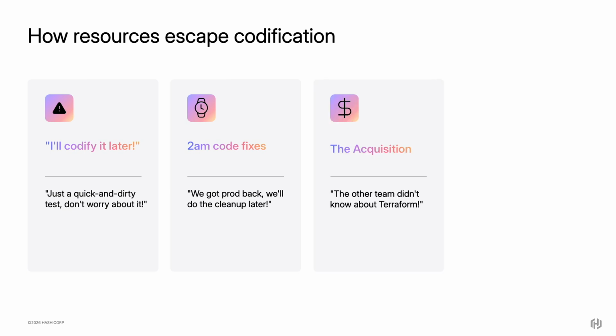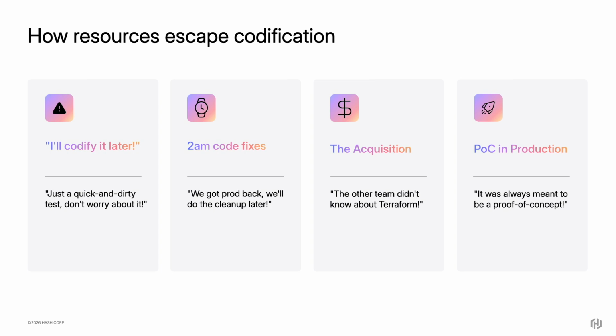The third is a classic, the acquisition. You inherit an environment you've never seen and you don't even know what's in it. All you know is that there's a new subscription in your account with stuff that doesn't look like it belongs. And the fourth is the POC that became production. Because it worked and nobody had time to rebuild it properly. Because it was already live and serving customers.